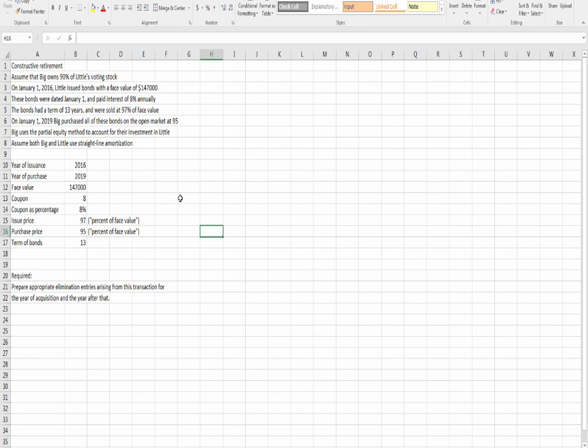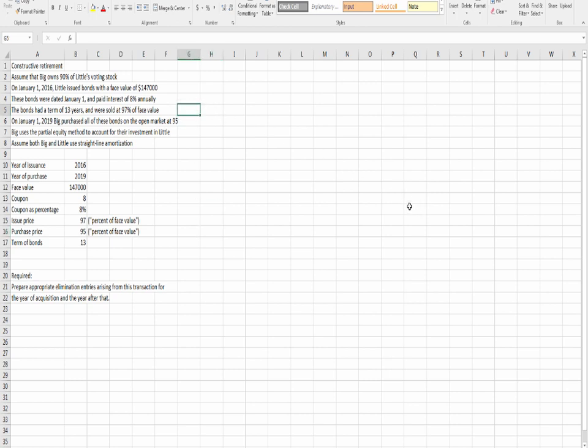of face value. Big uses the partial equity method to account for the investment in Little. Assume that both Big and Little use straight line amortization. Required, prepare appropriate elimination entries arising from this transaction for the year of acquisition and the year after that.